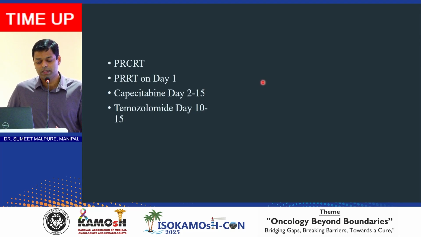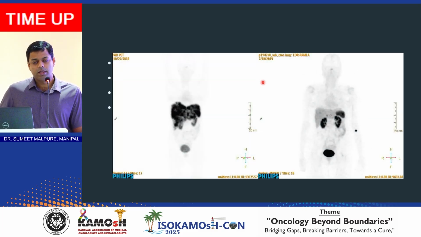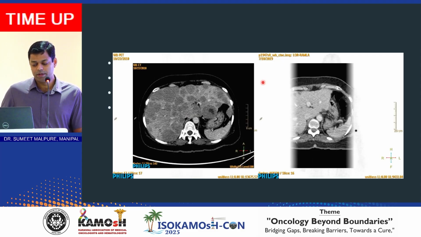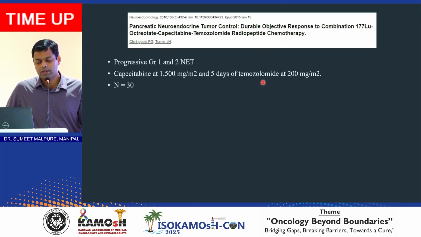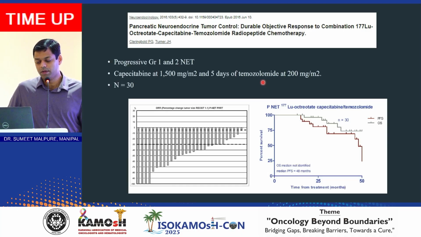So we started with PRCRT. How is PRCRT given? PRRT on day 1 followed by 14 days of the CAPTEM regimen. As you can see, there is a near complete response for this patient after this treatment. They have assessed this regimen in a few patients, where they saw that the lutetium CAPTEM regimen had significant OS. OS has not been reached. Median PFS was around 42 months.